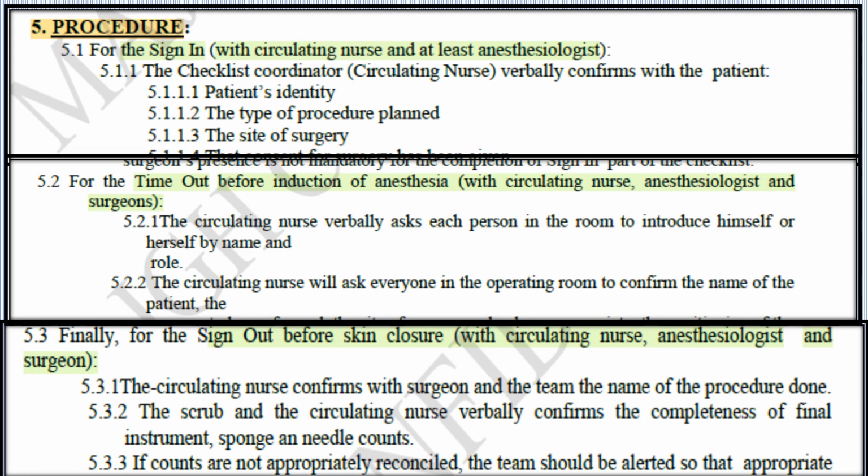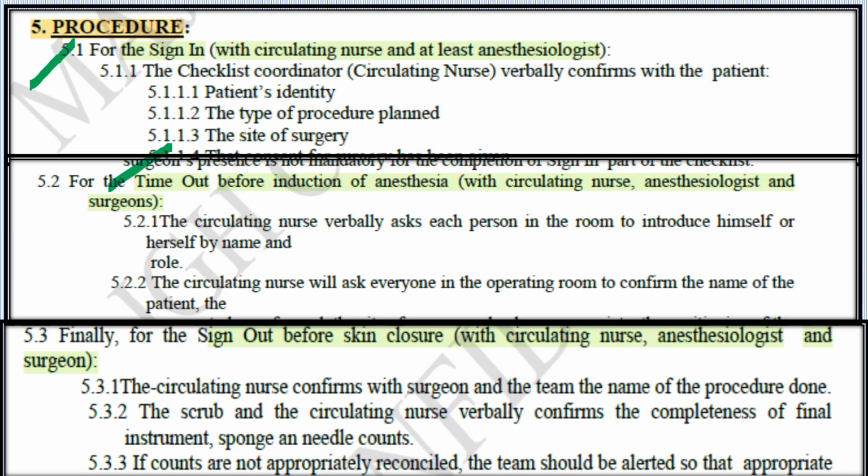Okay, now for the procedure of the surgical safety checklist, I summarize it because I'm going to discuss this again in another policy. For the sign-in, with the circulating nurse and at least the anesthesiologist, the checklist coordinator or circulating nurse verbally confirms the patient's identity, the type of procedure planned, and the site of the surgery.